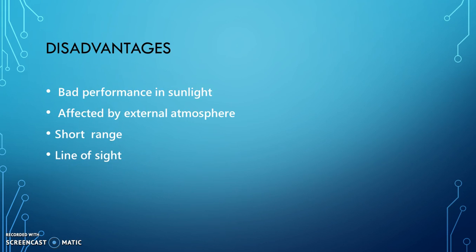These are some disadvantages. That is, it gives bad performance in sunlight. It is affected by the external atmosphere, that is, these are affected by external atmospherics and the nature of the object or the surface. The range is usually very less, and it can be easily affected by dust particles on the sensor, rain, or dark objects. Then short range: performance drops off with longer distances. Then line of sight: transmitters and receivers must be almost directly aligned.